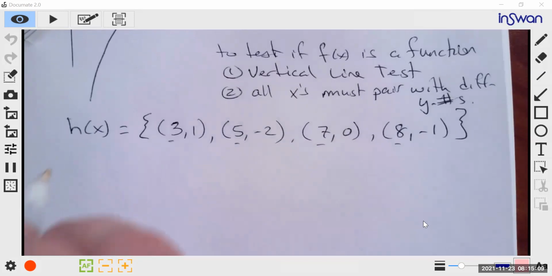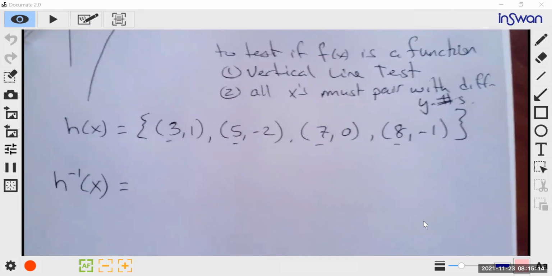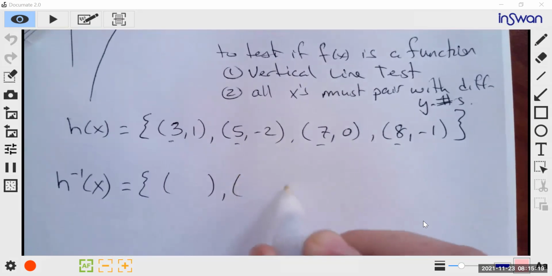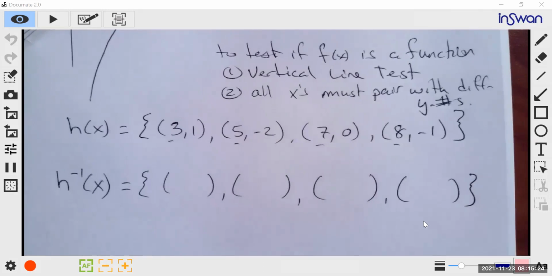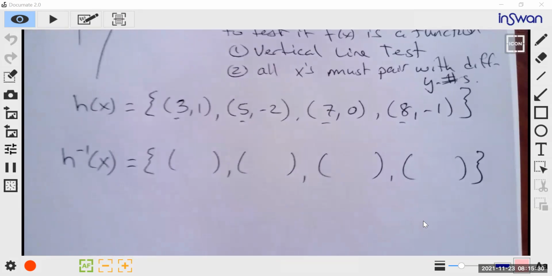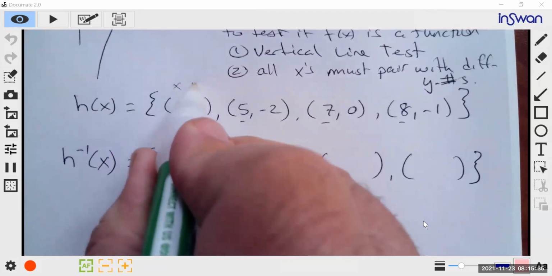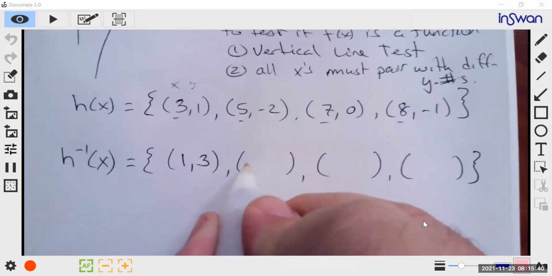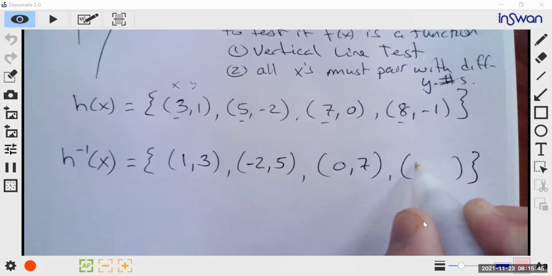All right. So what does that mean? What does inverse function really mean? The first step of finding the inverse was switch the x and y's, right? That's what we do here. This is x, that's y. So I now get this. So I switch the x and y components of each point.